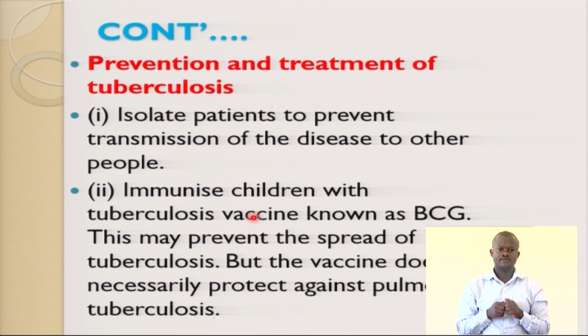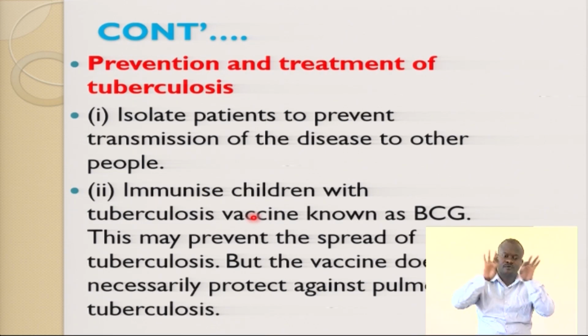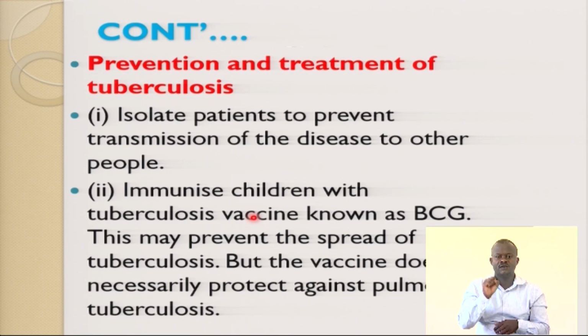Young children should be immunized. Talk about immunization. The tuberculosis vaccine is available. That's why young children have to be immunized with BCG. The BCG may prevent the spread of tuberculosis, but the vaccine does not necessarily protect against pulmonary tuberculosis. So young children should be vaccinated.